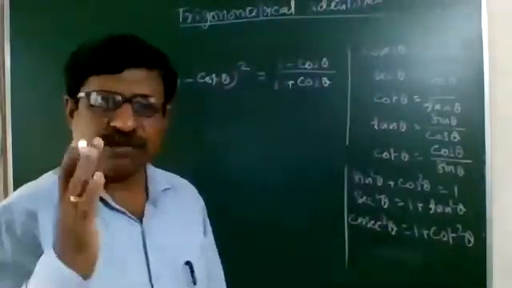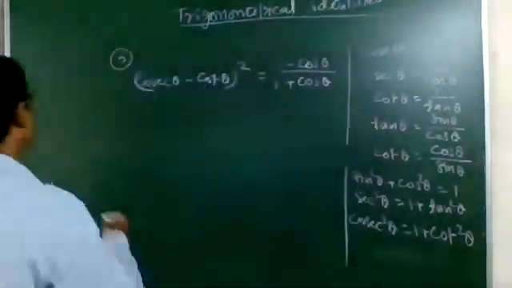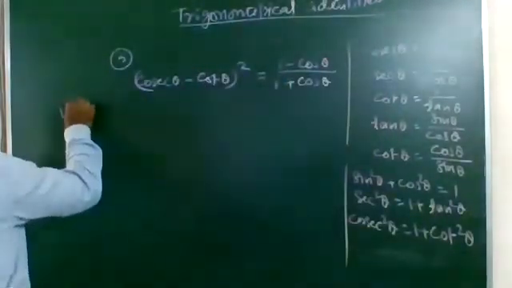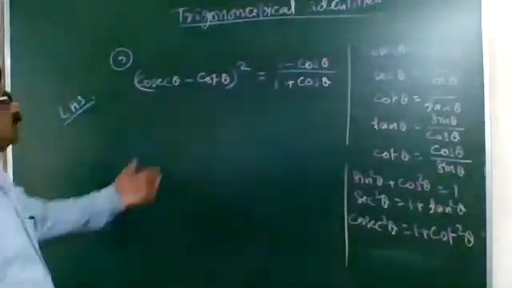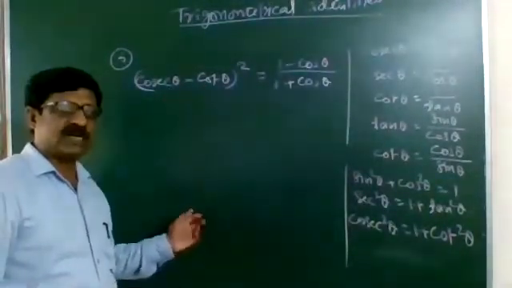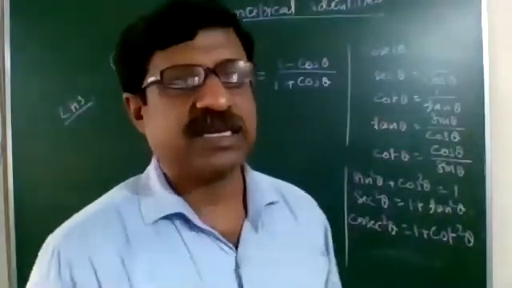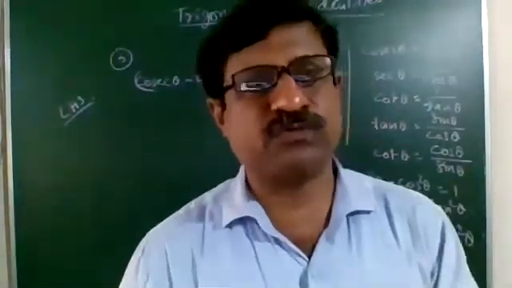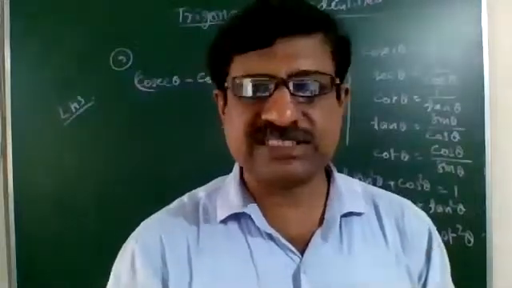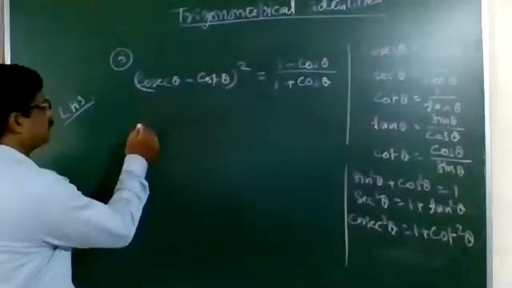You can start either from LHS or RHS. It is up to you. For our convenience, we are taking the left hand side. We start from the left hand side, try to solve it, and at last try to show that it is equal to 1 minus cos theta upon 1 plus cos theta. There are different steps to follow. All these steps have to be learned properly.